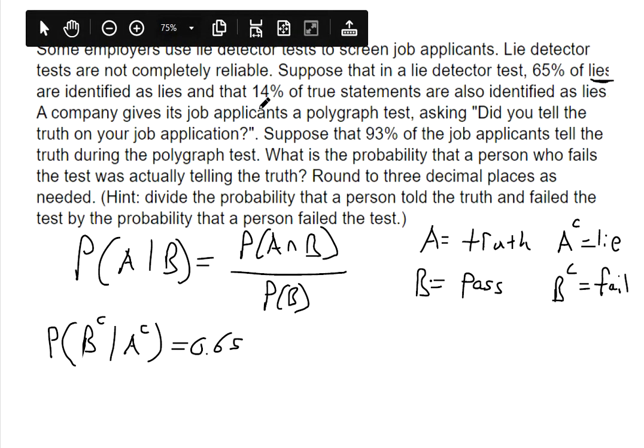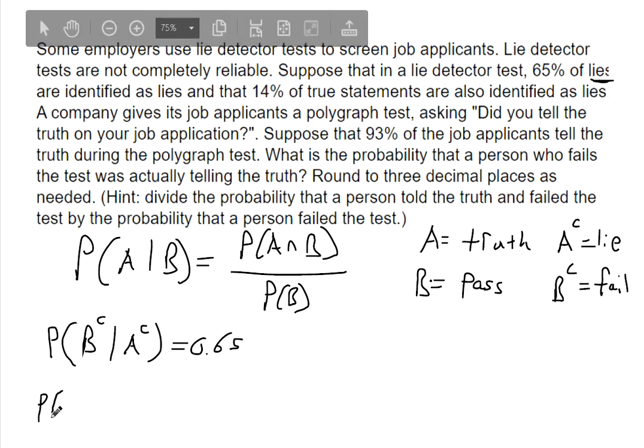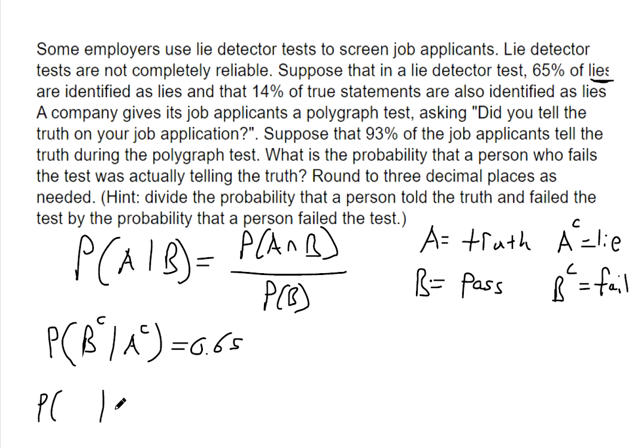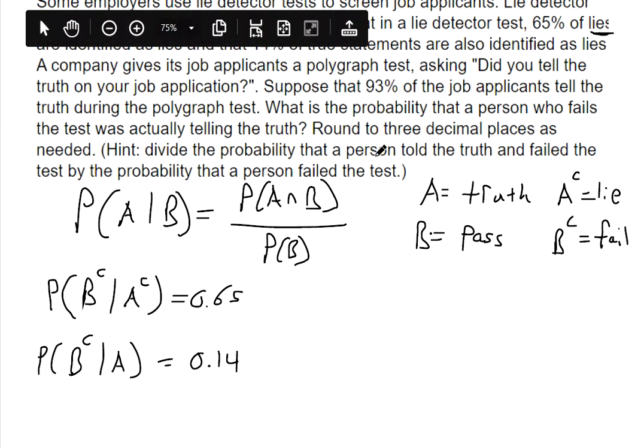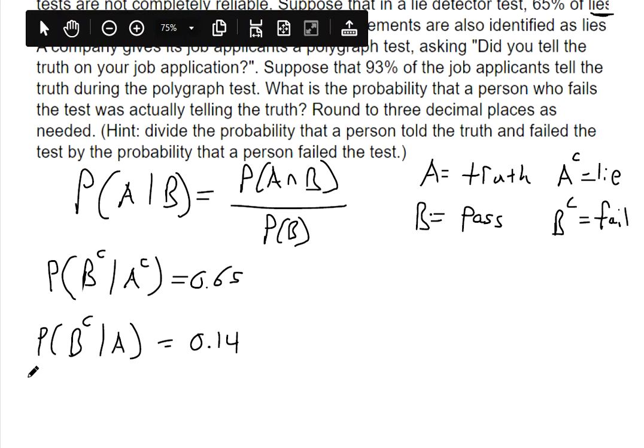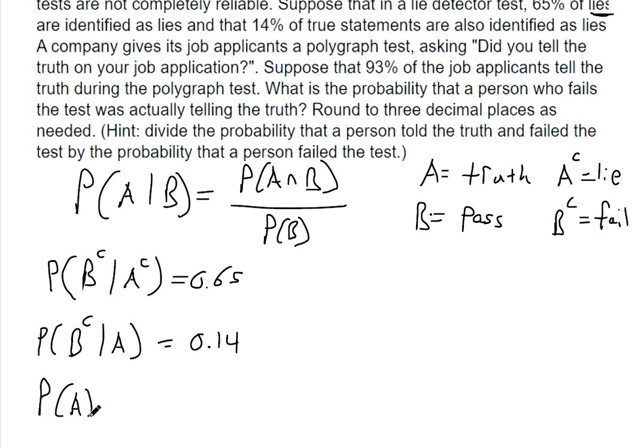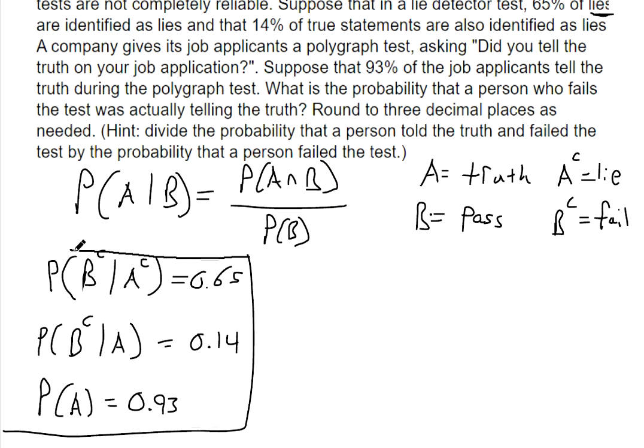And then 14% of true statements are also identified as lies. So we're sending somebody in. We're given information about the person we're sending in. It's not a question of whether they're telling the truth or lying. We know that the person going in there is telling the truth, and the lie detector test fails them with a probability of 0.14. And then the third piece of information we're given is that suppose that 93% of the job applicants tell the truth. So the probability of telling the truth is 0.93. So that's all the information we're given in the word problem.